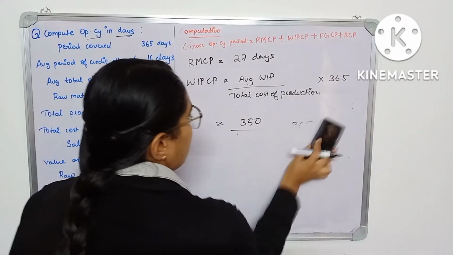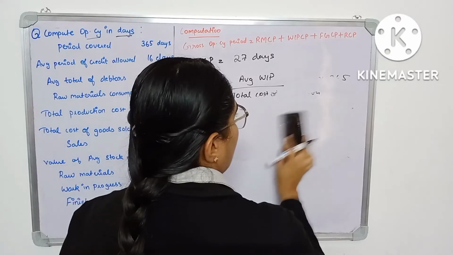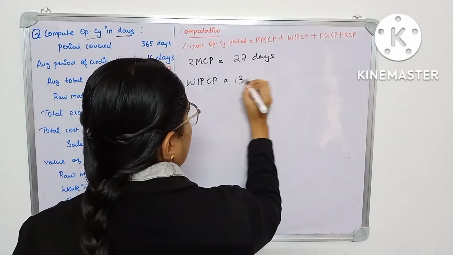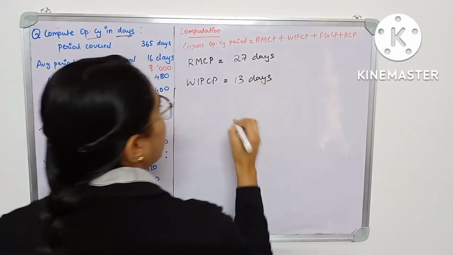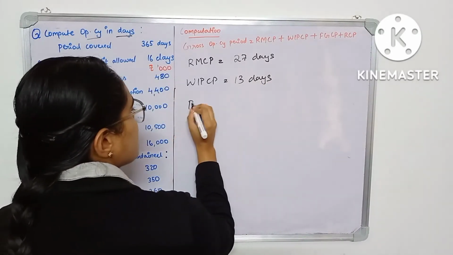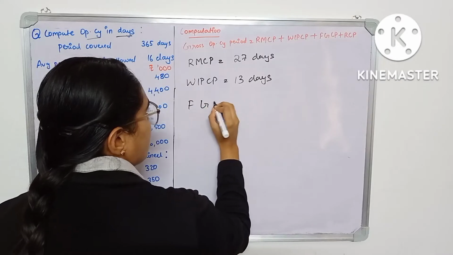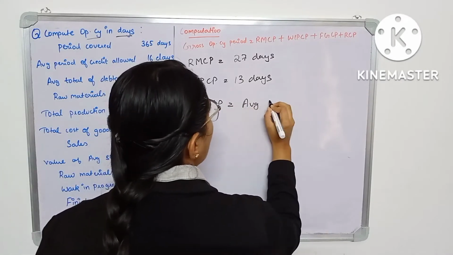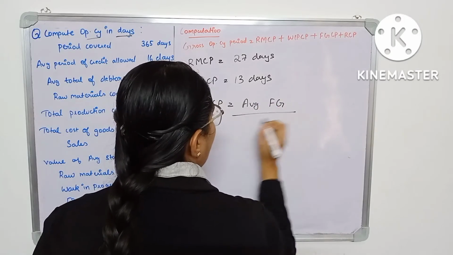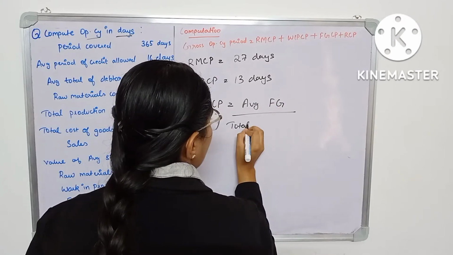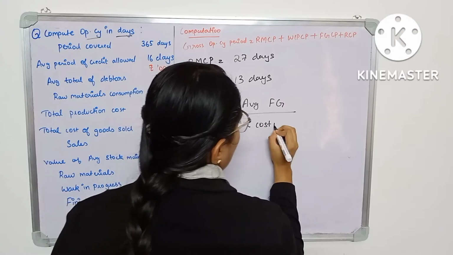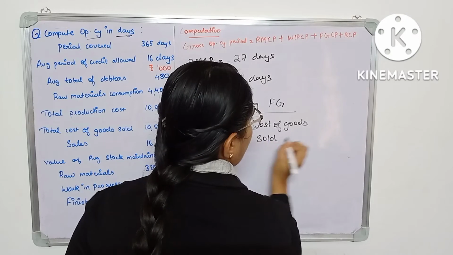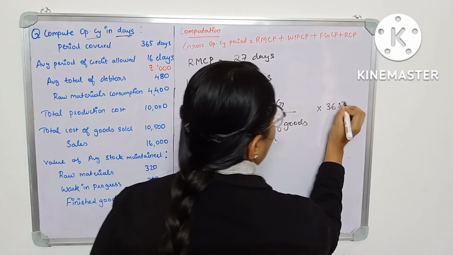So I am substituting it here: 13 days. Alright. Now the next item is the finished goods conversion period. The finished goods conversion period is given by average value of finished goods divided by total cost of goods sold into 365.